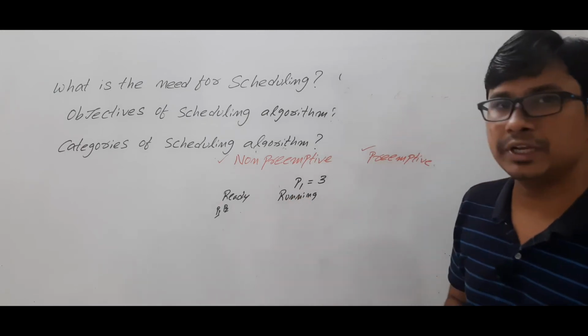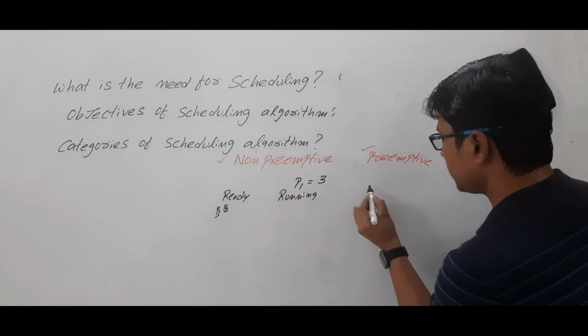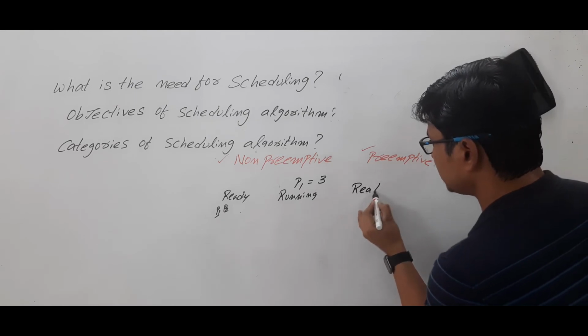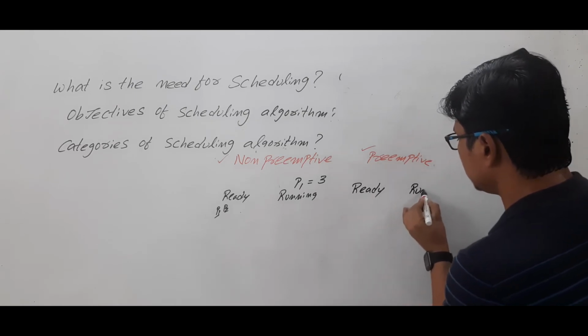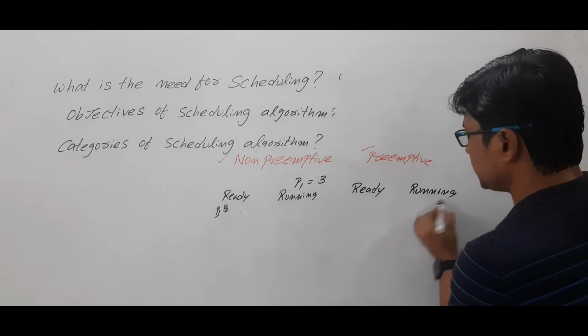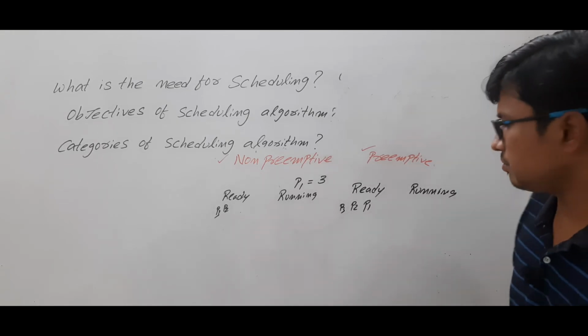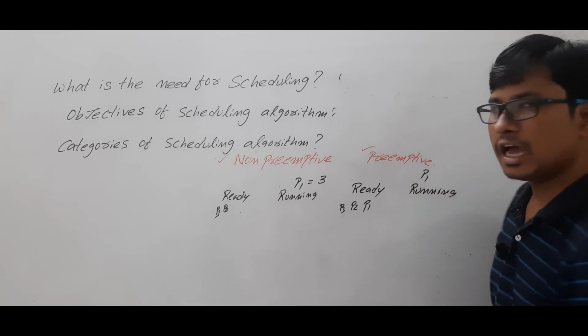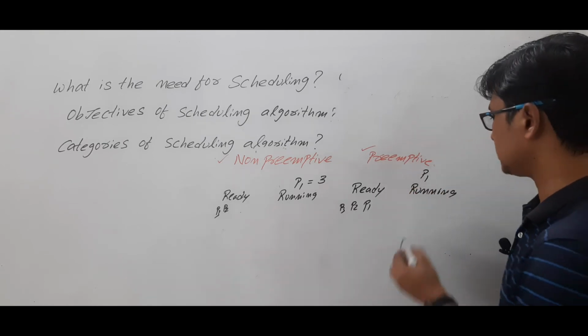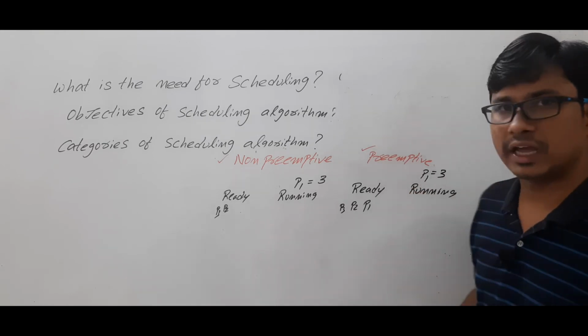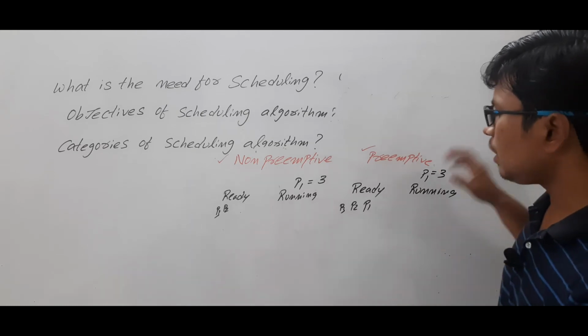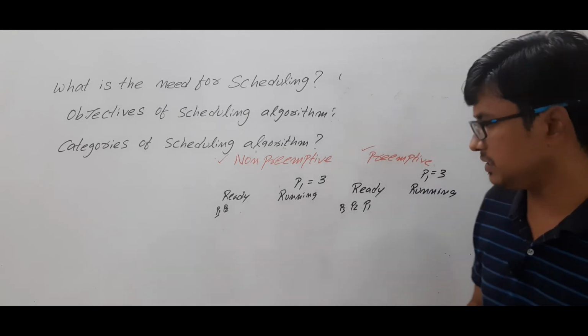When it comes to the preemptive scheduling algorithm, if you have the ready state and running state, let's take that process P1, process P2, process P3 are there. Based on some criteria, process P1 has been dispatched to the running state. It needs 3 units of time. Now, what is a preemptive scheduling algorithm?